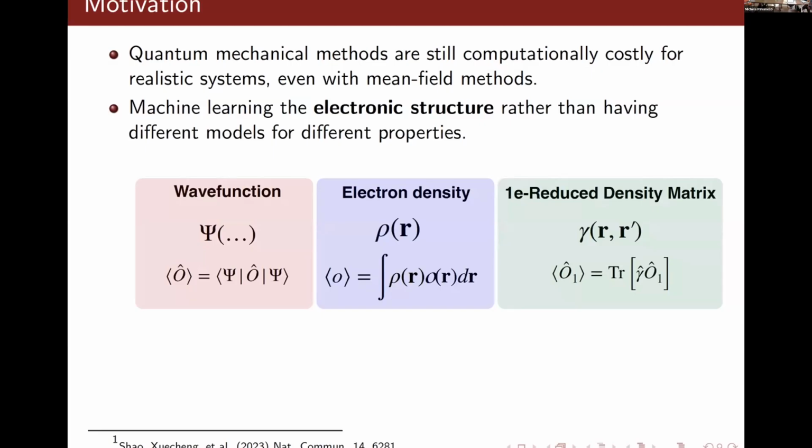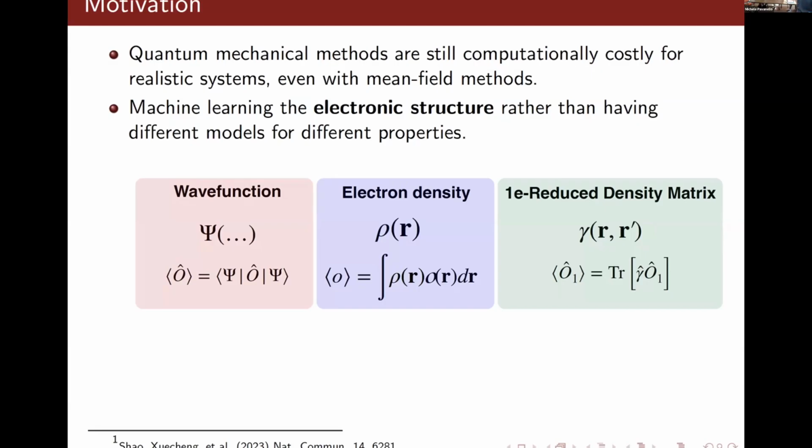In particular, we want to learn the electronic structure rather than having different models for different properties. Now, what do we mean by electronic structure? These are the three options which can essentially capture electronic structure for any particular system. The first option is the wave function. If you know the wave function of a system, you can compute the expectation value of any operator this way. But wave function is a very complex quantity to learn.